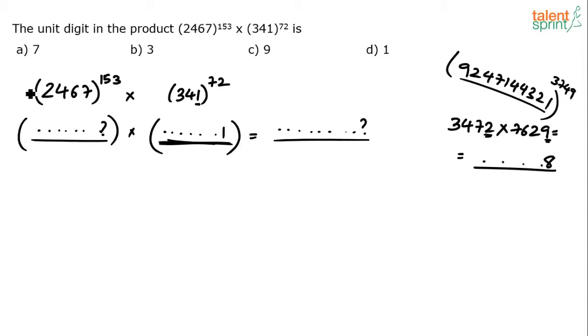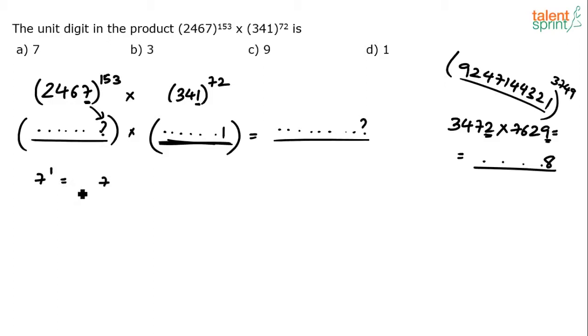This number 2467 whole to the power of 153 ends with what? Meaning what comes in place of question mark? Now there is a process that you need to follow here. See, understand, this number here ends in 7, right? 2467 is ending in 7. Look at it.